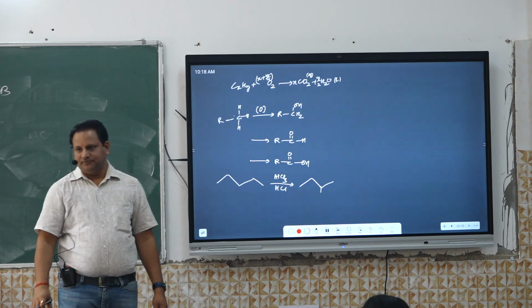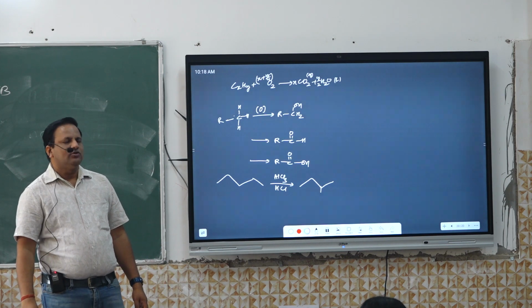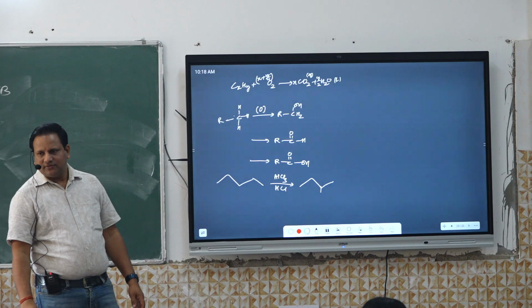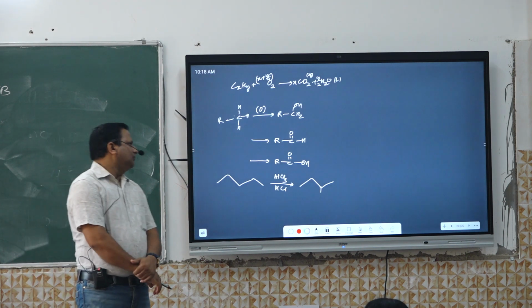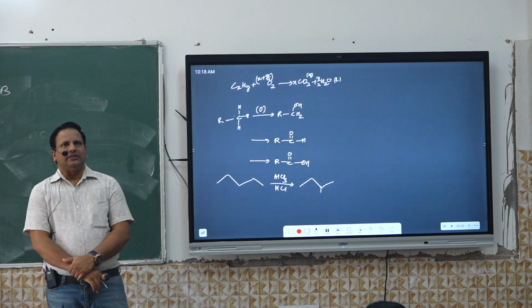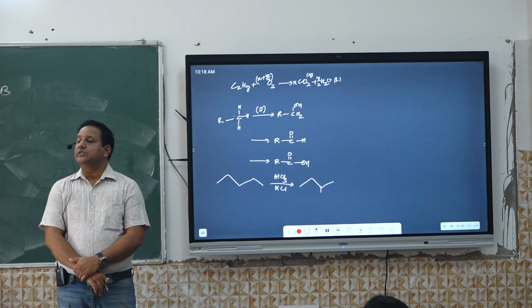Generally one alkyl group shift takes place. So that will give isomer of the compound. Okay. Then electrophilic substitution reaction.